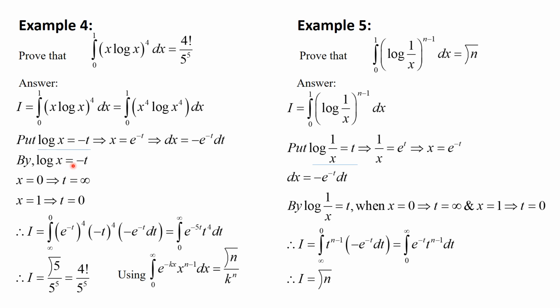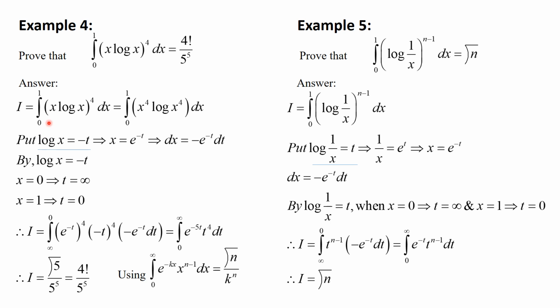Using log x is equal to minus t, when x equal to 0, which is our lower limit, the value for t is equal to minus log 0. Log 0 is minus infinity, and hence the value for t comes out as infinity. When upper limit x is equal to 1, x equal to 1 gives log 1, that is equal to 0, and hence the upper limit turns to t equal to 0.